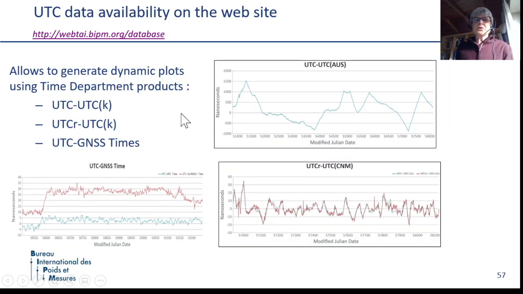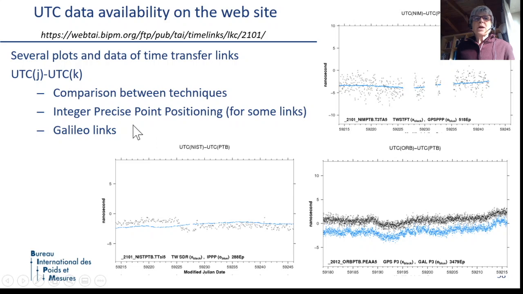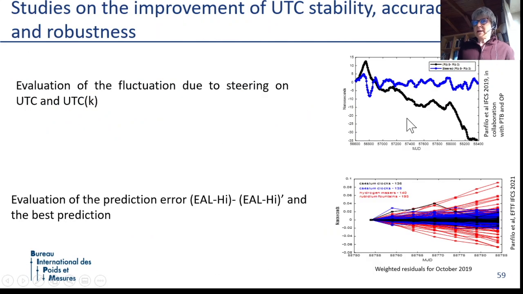Other data and other possibilities of dynamic plots are on the website. You can see, for example, the offset between your time scale and UTC. You can also check the measurements between the time scale of one laboratory and that of another laboratory, comparing different techniques. In this case, for example, the blue is obtained with Galileo measurements and the black with GPS. In this case, it is the two-way time and frequency transfer with respect to GPS precise point positioning. So many other data are available.